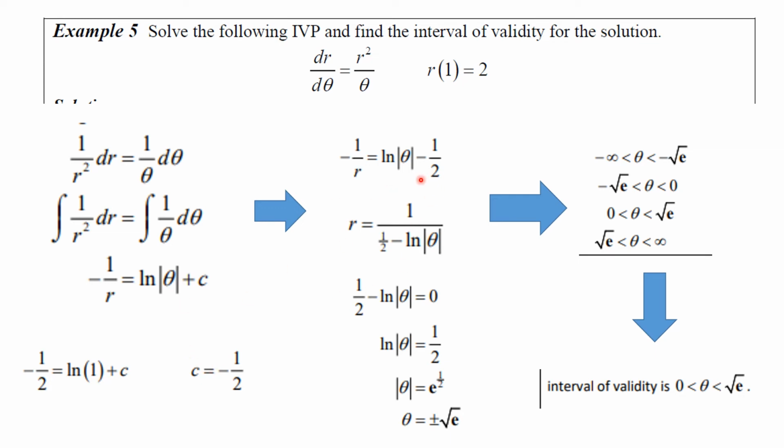So now we can solve for r, and we get r is equal to this. Now, we cannot have a 0 in the denominator, so we'll figure out what values we have to avoid, and we find out that we have to avoid plus or minus the square root of e. This gives rise to several possibilities for the interval of validity for this problem. And the interval of validity that contains 1 is this one. And so that is the interval of validity for the problem.